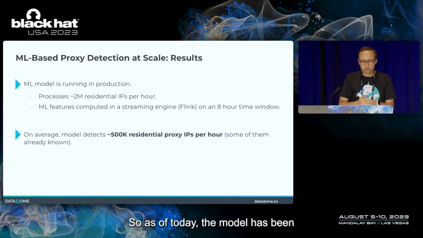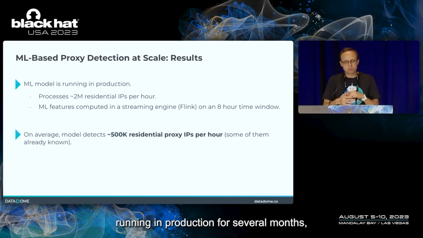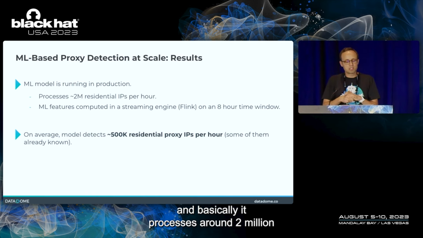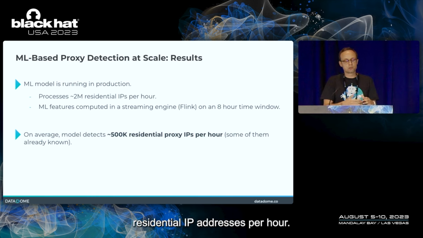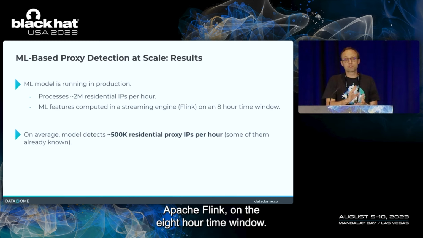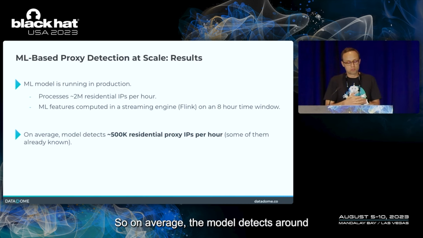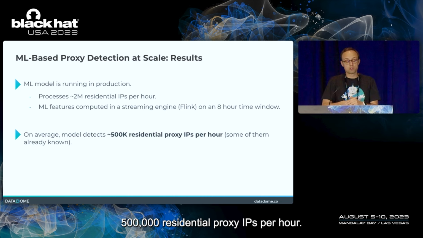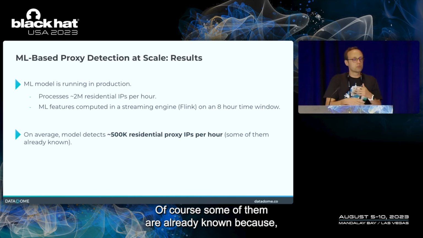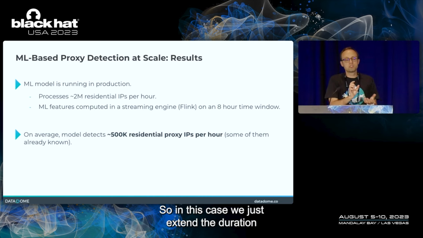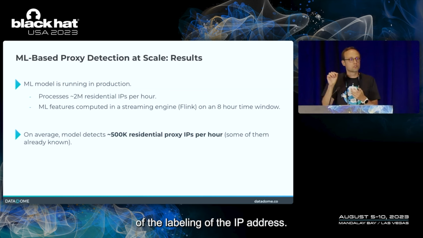As of today, the model has been running in production for several months. It processes around 2 million residential IP addresses per hour. The machine learning features are computed in a streaming engine, Apache Flink, on the 8-hour time window. On average, the model detects around 500,000 residential proxy IPs per hour. Of course, some of them are already known because bots continue to make requests, so in this case, we just extend the duration of the labeling of the IP address.